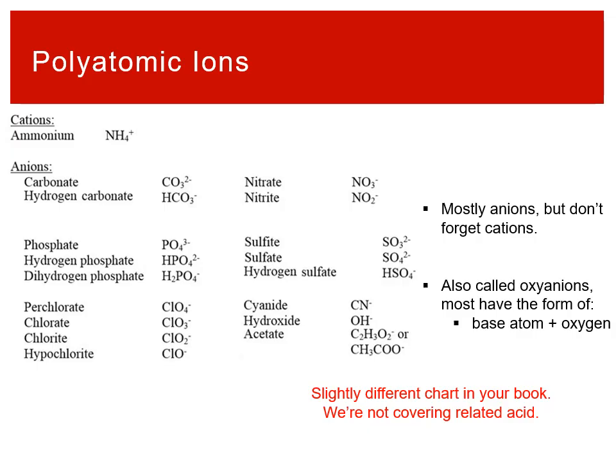There's a slightly different chart in your book that also talks about related acids. We're not going to go into that. I just want you to know, in this case, name, formula, and charge. And there are some tips and guidelines that we can use to learn those things. One of the things you'll see right away is that they're mostly anions, and a lot of them contain oxygen. A lot of those anions contain oxygen atoms. So those are called oxyanions, because they have the base form of some sort of atom that's not oxygen plus some oxygen: 1, 2, 3, 4 oxygens, however many they have.